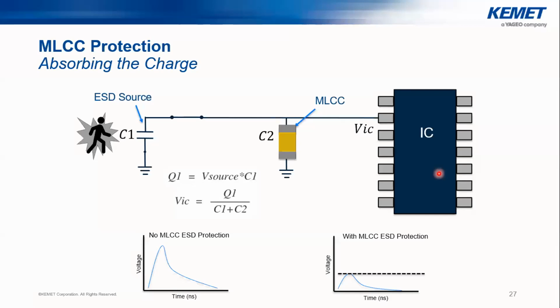We have another thing when it comes to protection, and it is ESD sources. With electrostatic discharges, we can get a huge impulse coming through and connected to our ICs. If we want to protect our ICs, we usually use an MLCC in parallel to reduce this voltage to a smaller one.